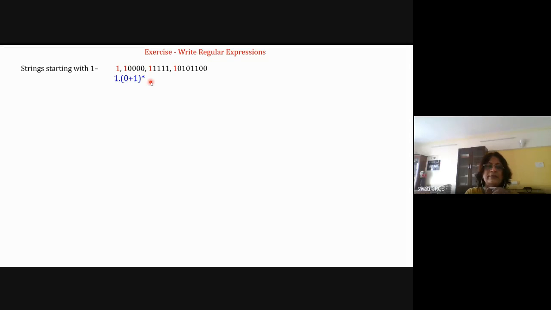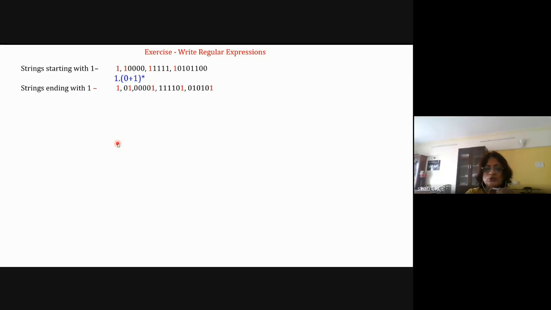Now the second one is similar to this. Only I'm saying that the strings are ending with 1. Now you write the regular expression for this. Strings ending with the symbol 1. So write down in the chat. Correct, correct. Okay, Samantha has written, Nisha, Tahana. Okay, so correct. So the second one was also easy.